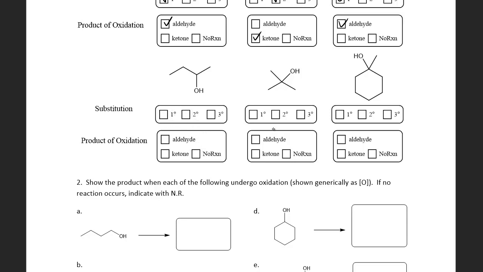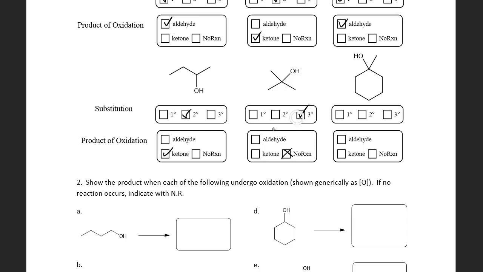Alright, going through the rest of them, this one's similar to the center one above where we have secondary, making this a ketone. Here, if we think about this being a carbonyl carbon, that would be impossible because we have three carbons attached to it. So if that's sp2 hybridized, we have a double bond right there, we can only have two additional carbons attached. So this one is a tertiary alcohol and no reaction is possible.